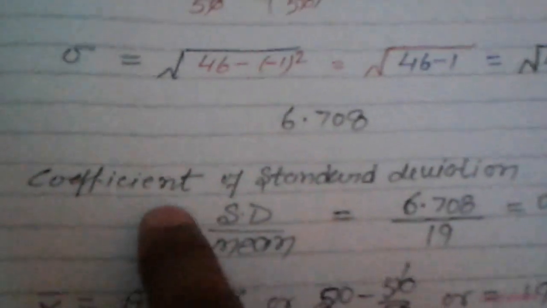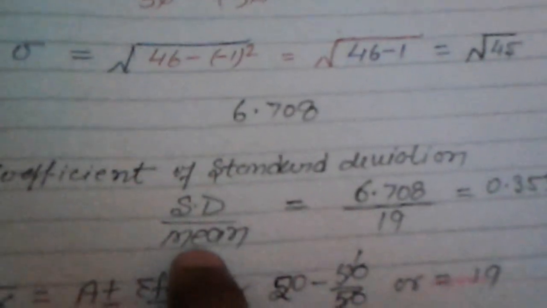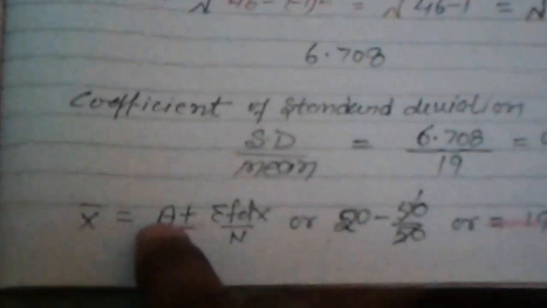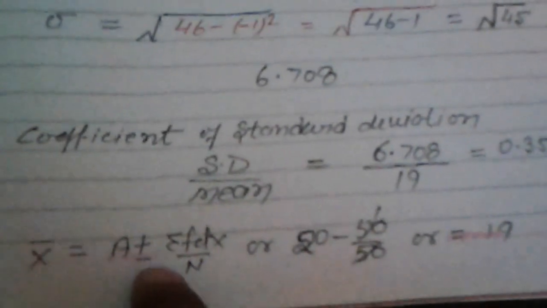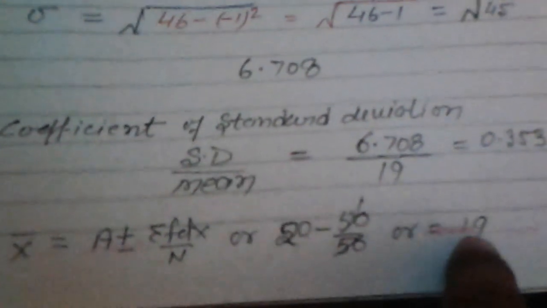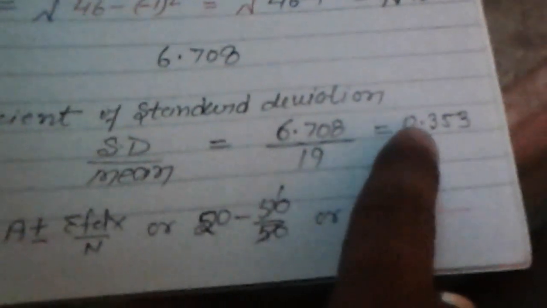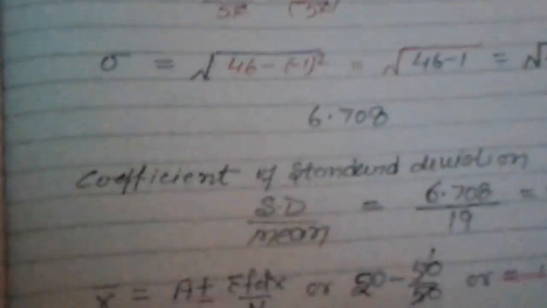Suppose we want to find the coefficient of standard deviation; we apply standard deviation divided by mean. Standard deviation is this, and the mean we can easily find by this indirect formula: mean equals assumed mean plus or minus sigma fdx divided by n. Our mean is 19 for this series, and we get the coefficient of standard deviation equal to 0.353.